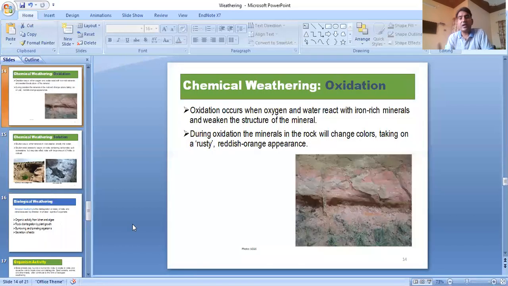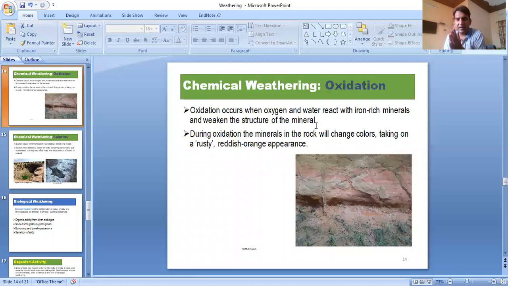Now we are coming to oxidation. Even carbonation, hydrolysis, and oxidation clearly mention their agents in their names. In oxidation, oxygen is involved; in carbonation, carbon dioxide is involved; and in hydrolysis, water, which is acidic water, is involved. So another one is oxidation. Oxidation occurs when oxygen and water react with iron-rich minerals and weaken the structure of the mineral.